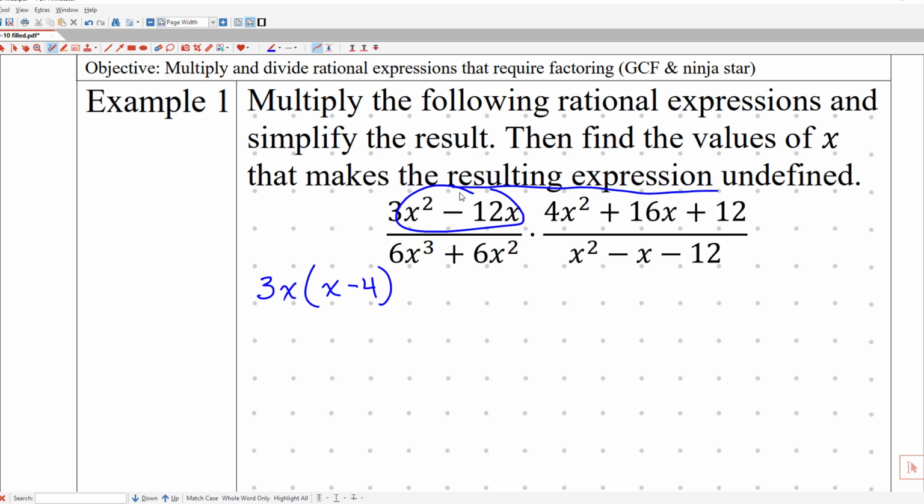All right, so I just rewrote that numerator. I'm now going to factor the denominator. Again, always start with GCF. There's nothing more that I can do to factor this, there's no extra x squareds. So that's why I'm done.